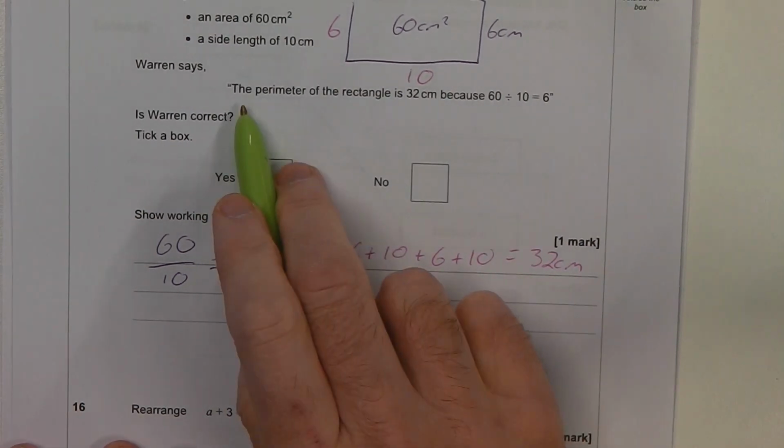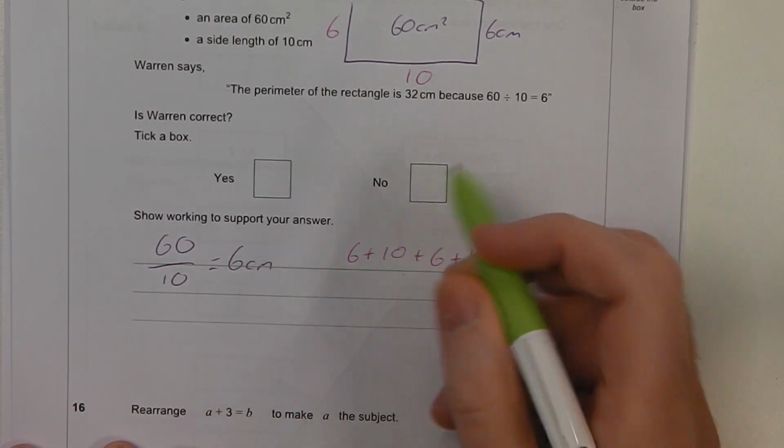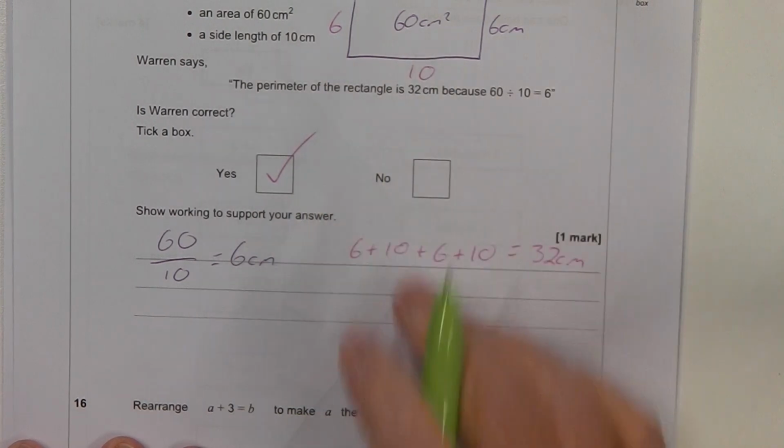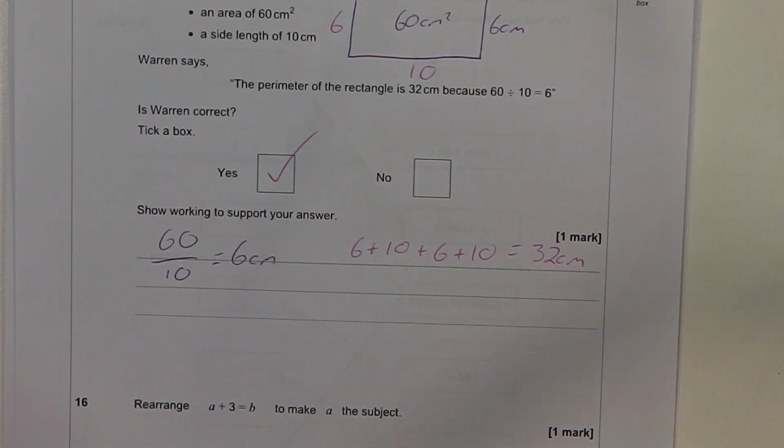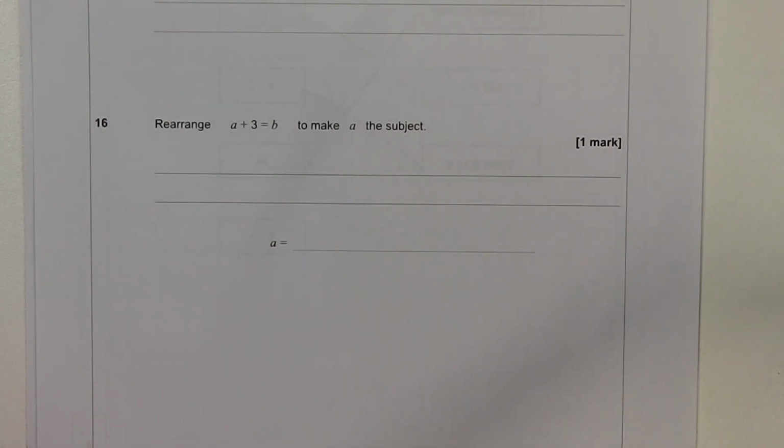So he says the perimeter of the rectangle is 32 centimeters because 6 times 10 is 60. Yeah, he's right. Good. Question 16, rearranging formulas.